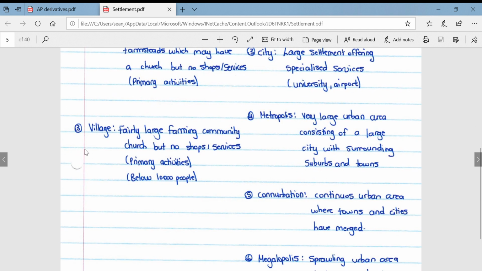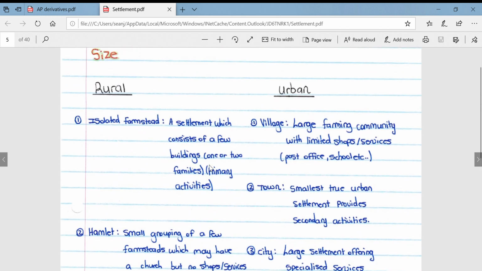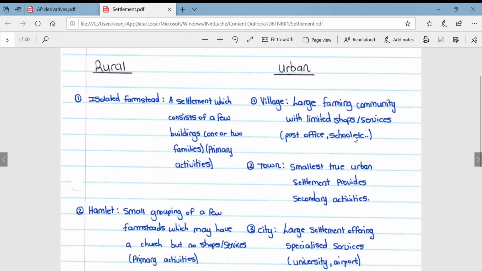Then we get a rural village, a fairly large farming community. A church may be in the community, but there are no shops or services, also engaging in primary activities and below 10,000 people. Then if we start looking at urban settlements, you also get an urban village, which is a large farming community with limited shops and services, such as a post office and a small school.